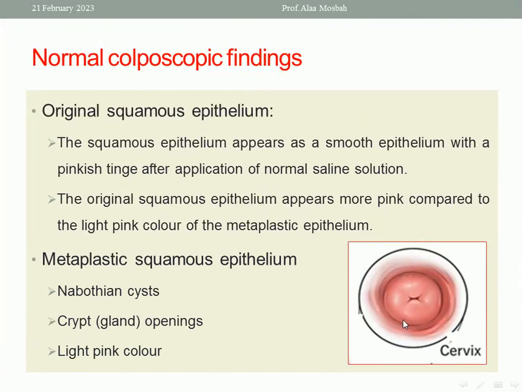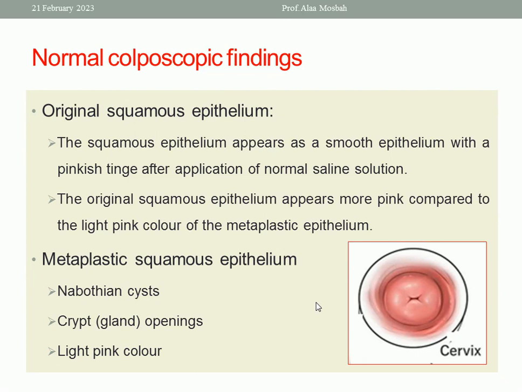As you look at this, this is a cervix, this is the external os, this is the ectocervix. Original squamous epithelium: the squamous epithelium is smooth with a pinkish tint after application of normal saline. If you apply saline on the ectocervix after a speculum examination, the original squamous epithelium will appear pink in color. And to differentiate the original from metaplastic squamous epithelium, the original squamous epithelium appears more pink compared to the light pink color of metaplastic epithelium.